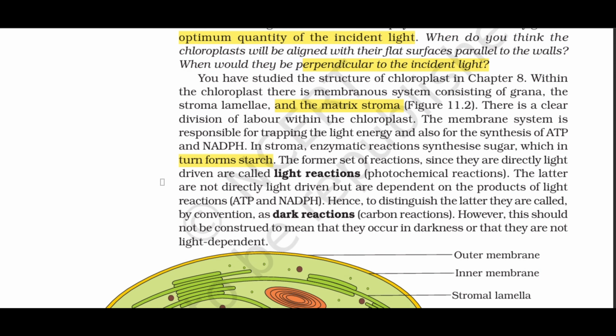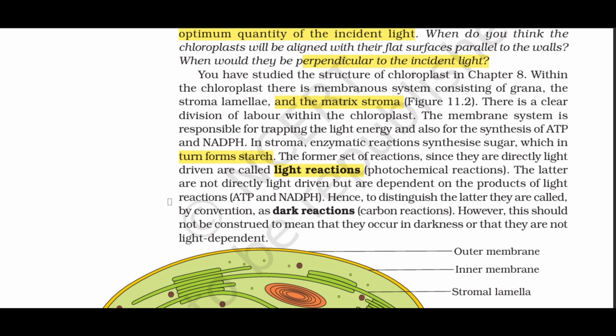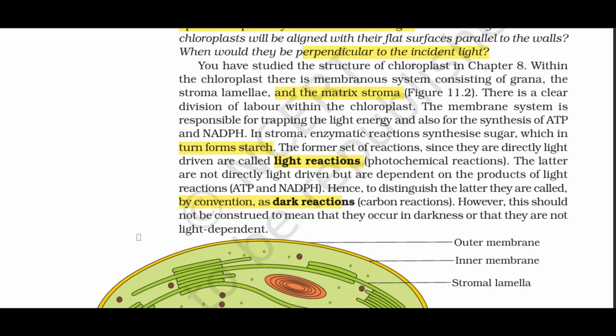The former set of reactions, since they are directly light-driven, are called light reactions, photochemical reactions. The latter are not directly light-driven but are dependent on the products of light reactions, ATP and NADPH. Hence, to distinguish the latter they are called, by convention, dark reactions, carbon reactions. However, this should not be construed to mean that they occur in darkness, or that they are not light-dependent.